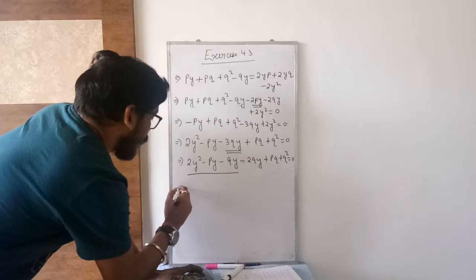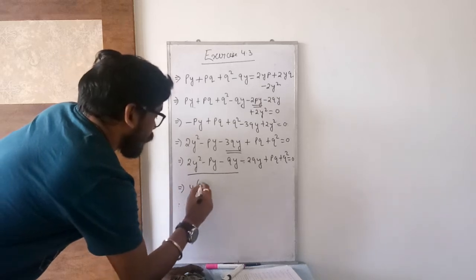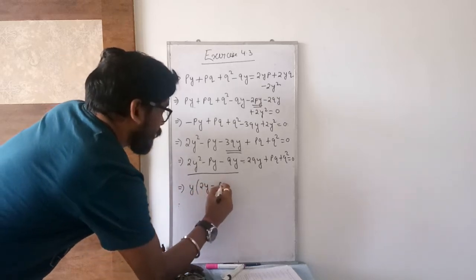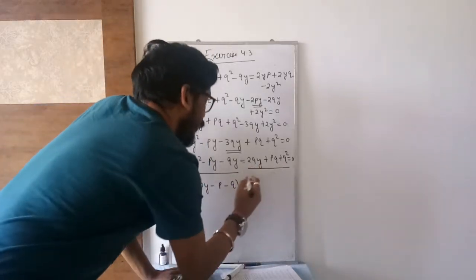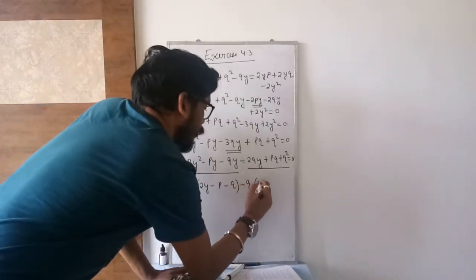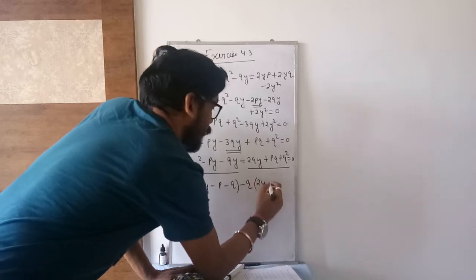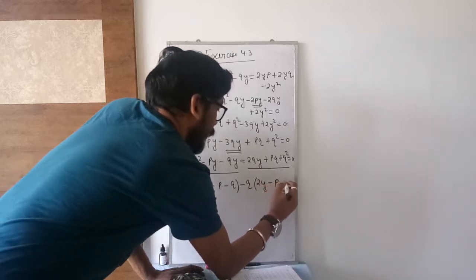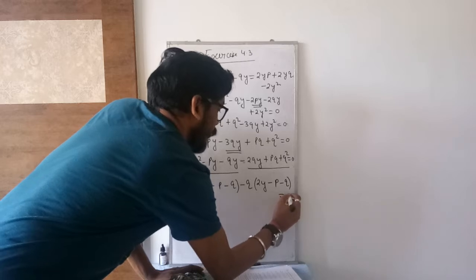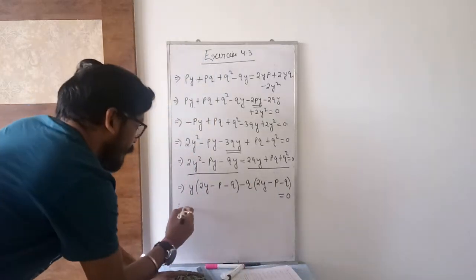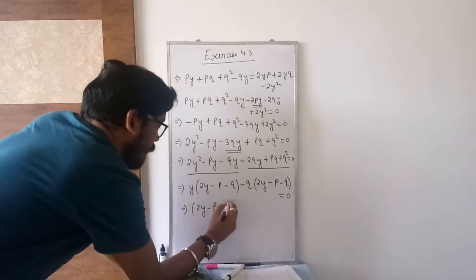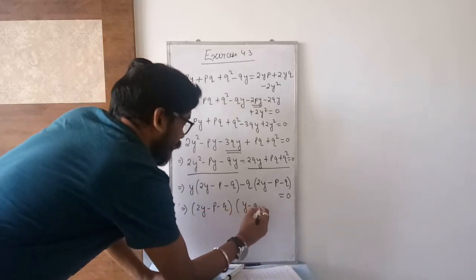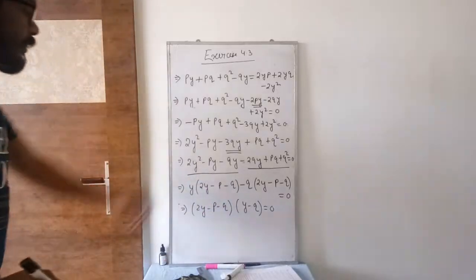From the first three you can take common what? y. So you will get 2y minus p minus q. And from the last three you can take common minus q. So it will be 2y, plus will become minus, it is p and minus q equal to 0. Now these two parts are exactly the same. So you can take further common 2y minus p minus q, and here it is y minus q equal to 0. Take the screenshot.